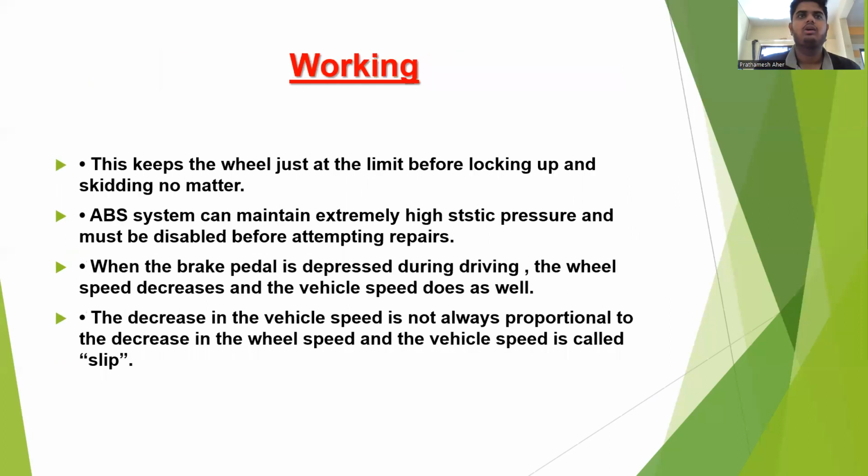The wheel is kept just at the limit before locking and skidding, no matter what. The ABS system can maintain extremely high static pressure and must be disabled before attending to repairs. When the brake pedal is depressed during driving, the wheels and the vehicle speed decrease as well, and the decrease of the vehicle's speed is not always proportional to the decrease in the wheel speed. The difference between vehicle speed and wheel speed is called slip.